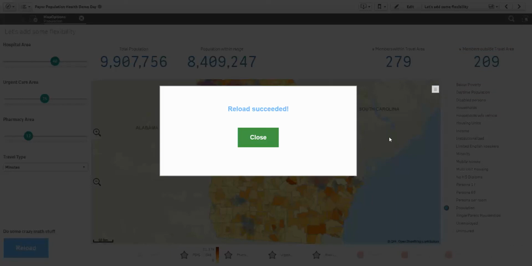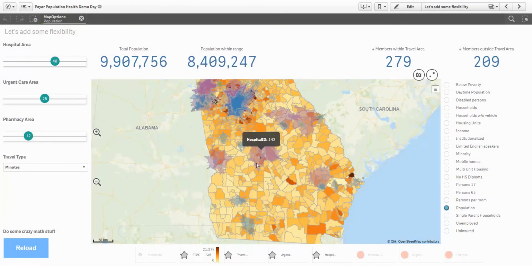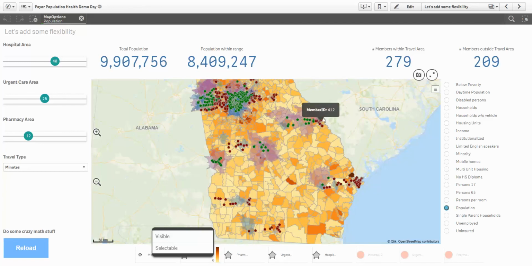So I'm going to get rid of this again. This did finish. And so not only am I now showing the updated areas for these, but it's saying, by the way, the total population in the state of Georgia is almost 10 million. About 8.4 million of them are within range of a hospital. That's overall population, giving me a picture of the state of Georgia versus my members. I've got 279 members that are within the drive times of those locations, and 209 are not.